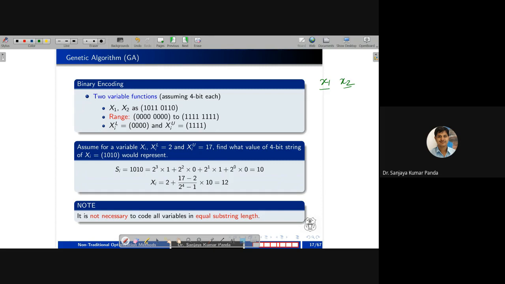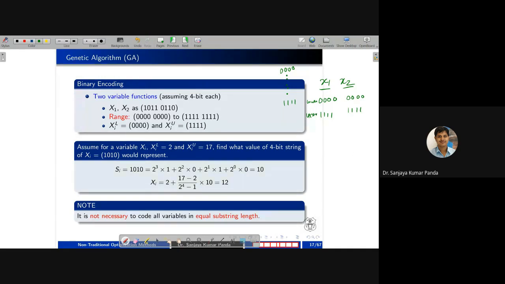X1 is an item, x2 is another item, and I am representing each and every item by a 4-bit number, right? 4-bit binary means it is 0, 0, 0, 0, up to 1, 1, 1, 1, right? So if I ask you what is the range of x1 and x2, you will say it may be 0, 0, 0, 0 to 1, 1, 1, 1. So this is my lower limit and this is my upper limit. This way you can represent.